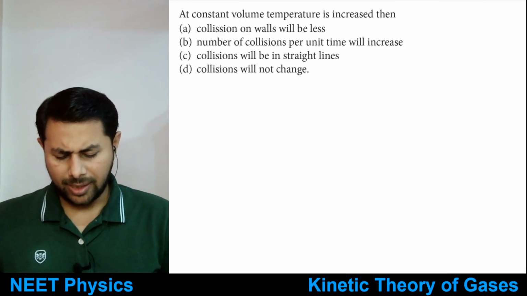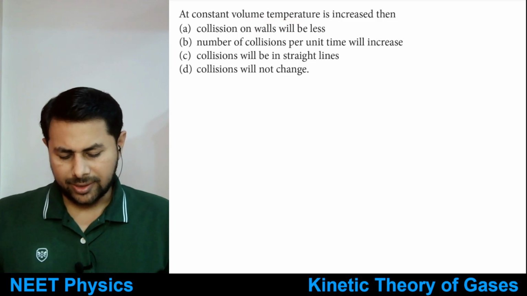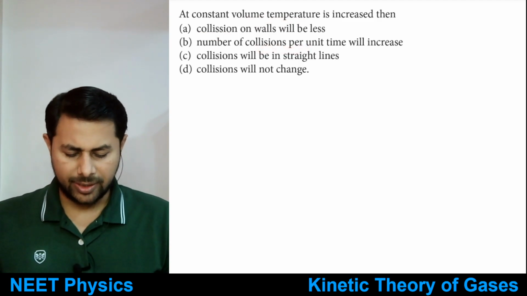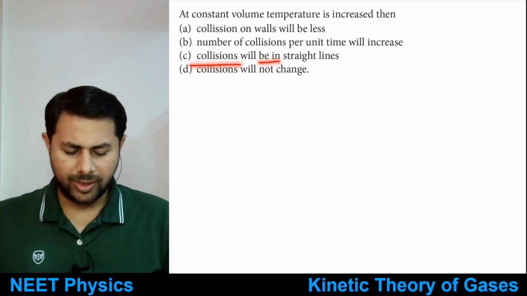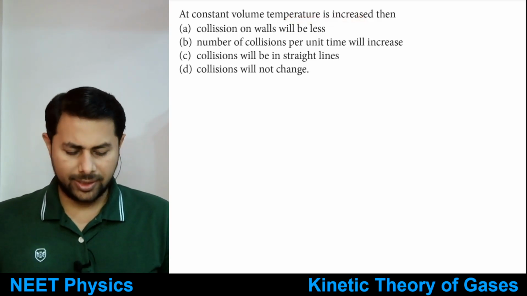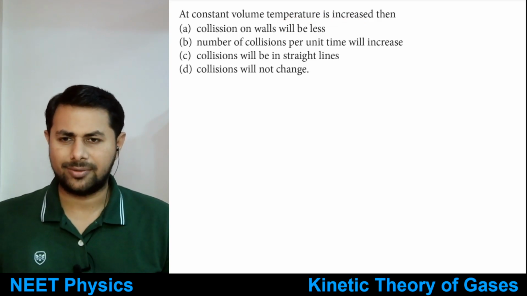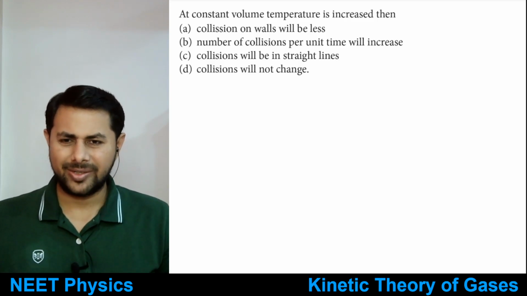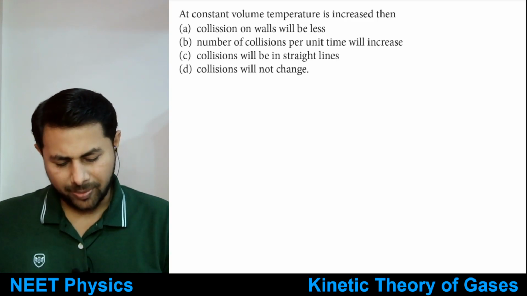All right. So then at constant volume, temperature is increased, then what will happen? Collision on walls will be less, number of collisions per unit time will increase, collisions will be in straight lines, or collisions will not change. If temperature is increased, that means collisions will increase, decrease, or what will happen? Will they not change? Yes, everyone, if temperature increases, what will happen? Speed of molecules will increase. Yeah, so number of collisions per unit time will increase.